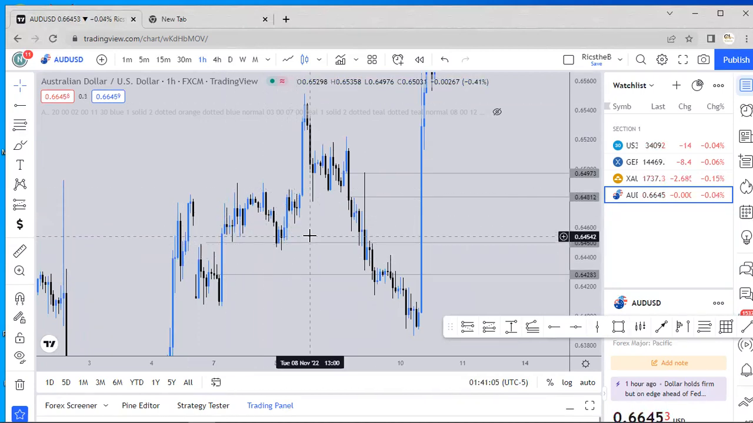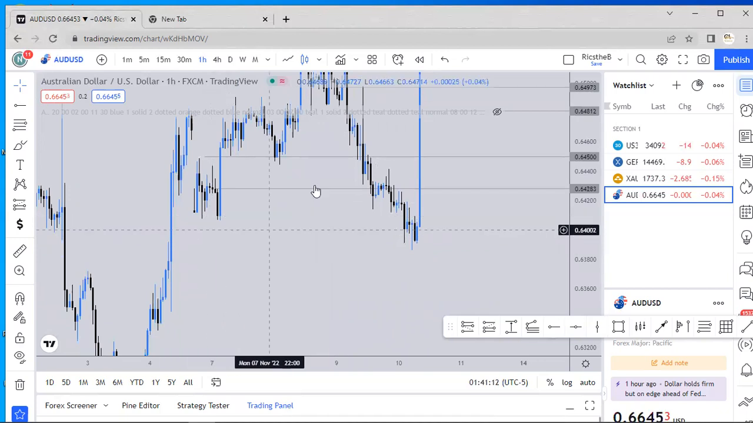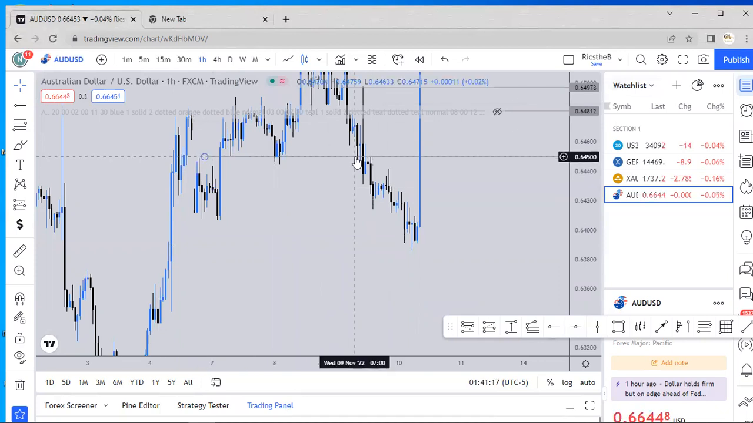Again, when we speak about liquidity, we are going to touch on this in a few. Then we saw price push, fill the imbalance, and even push lower to take out all this liquidity. We are going there in a few.